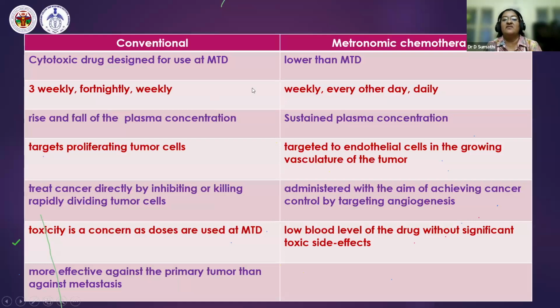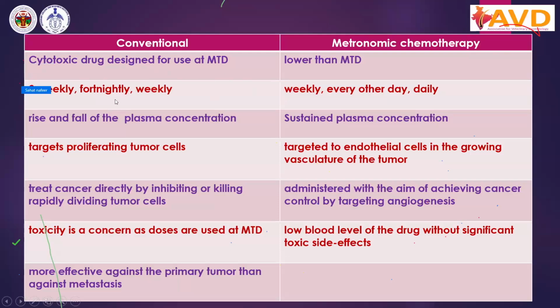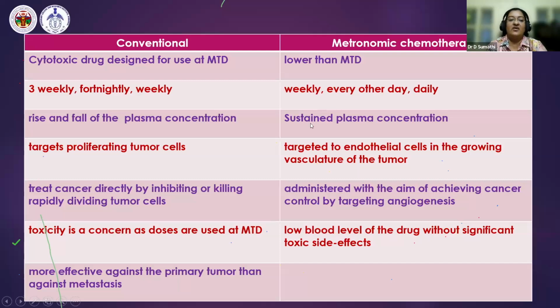Comparing the conventional and metronomic, cytotoxic drugs are designed for MTD, whereas here it is low. Here it is weekly, every other day, or daily, but in case of conventional, you will be using it 3 weekly, fortnightly, or weekly. There is a rise and fall of plasma concentration in conventional, but in case of metronomic, it's going to be a sustained plasma concentration. So it has a lot of better advantages compared to the conventional one.